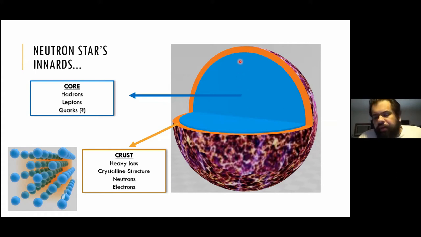We have a pretty good idea of what happens here at the interface at low densities, just above the nuclear matter saturation density. So we think we know what's happening there. We have protons, neutrons, superfluids, and things like that. As we go towards the center and the density increases, our level of ignorance increases. And that's mostly why we do this.